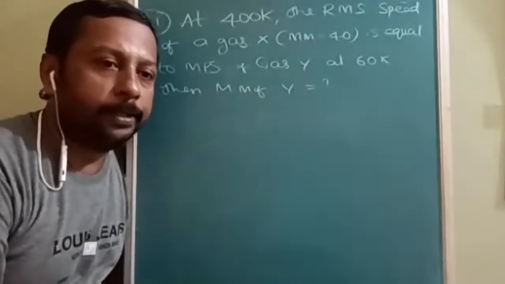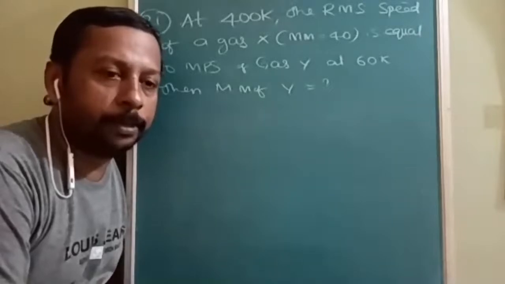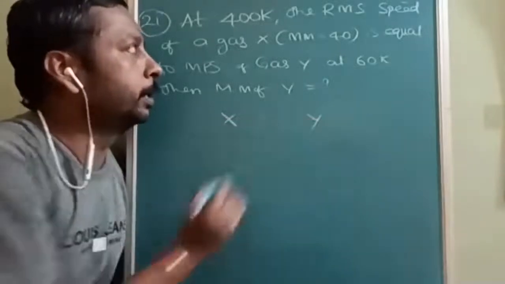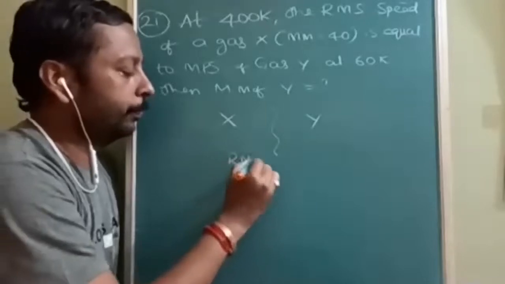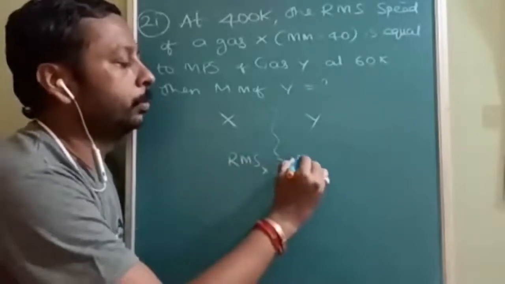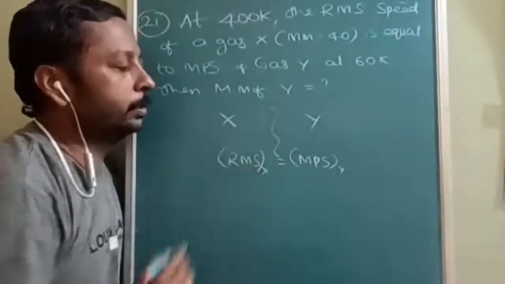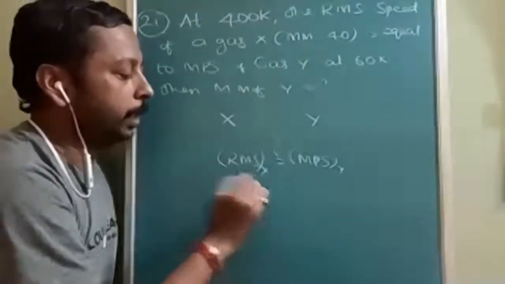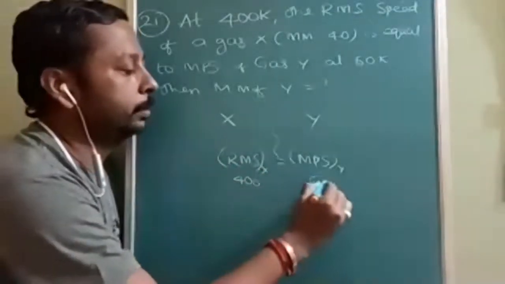Is it understood? Okay, now we are in the integer type questions. Question number 21 is from the states of matter chapter. According to this question, there are two gases, gas X and gas Y, and a comparison is made. The RMS speed of X is equal to the most probable speed of Y, but not at the same temperature. X is measured at 400 Kelvin, and the RMS speed of X is equal to the most probable speed of Y at 60 Kelvin.